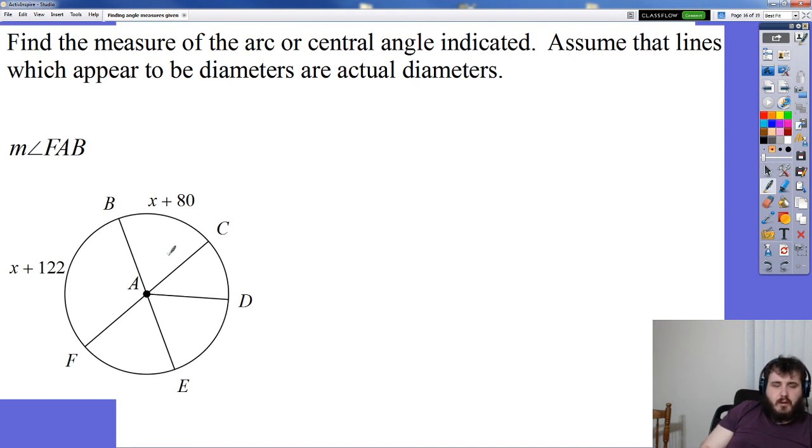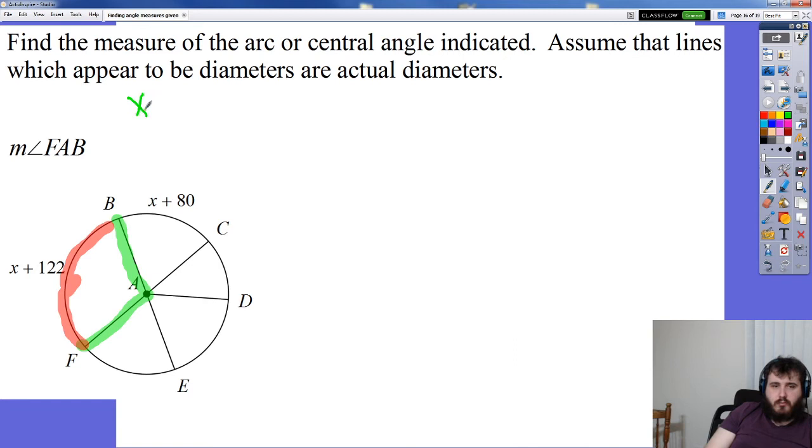All right, so let's go ahead and find angle FAB. Let's just do it together right now. This is what we're looking for, angle FAB. So what we need to do is figure out this angle, right? So we need to figure out what the arc is. We need to figure out x plus 22 so that we can do our job. But we do know this is a semicircle, so that these two are going to add up to 180.